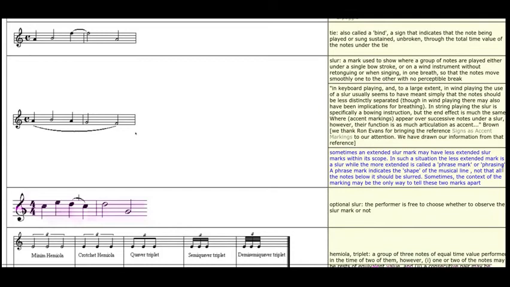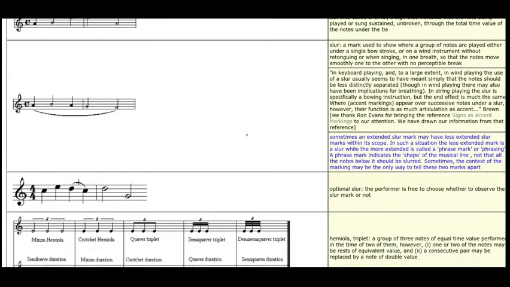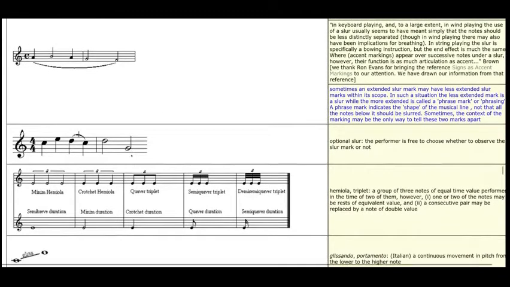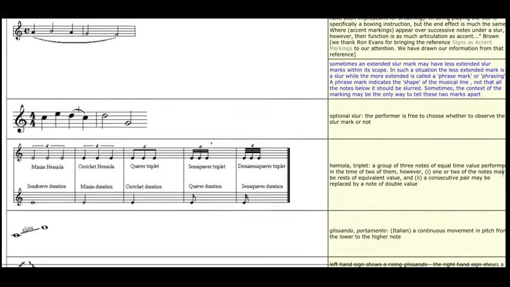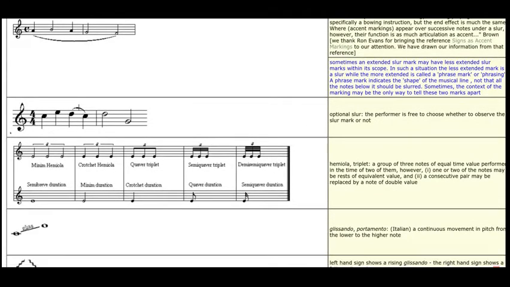Slur looks like a tie. The difference between a tie and a slur is that the notes are changing. For wind players, you're going to keep that wind going and you're not going to articulate between those notes. For string players, you're going to keep that bow going in the same direction. So it's a smoother transition between the notes. This is an optional slur. See that little slash there? It means you can or you can't. Again, generally that's something you only see in solo music.